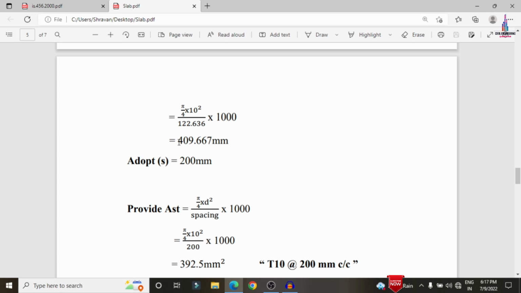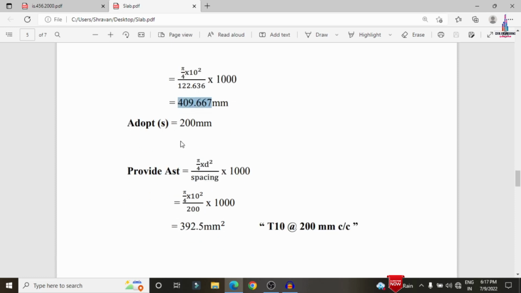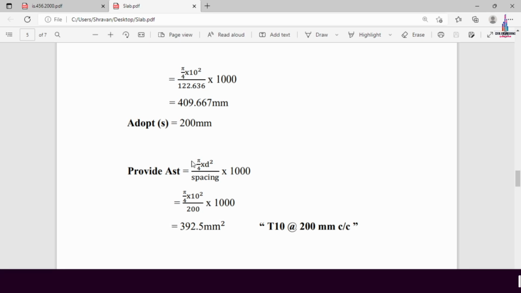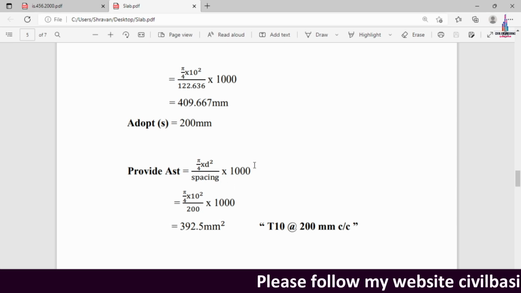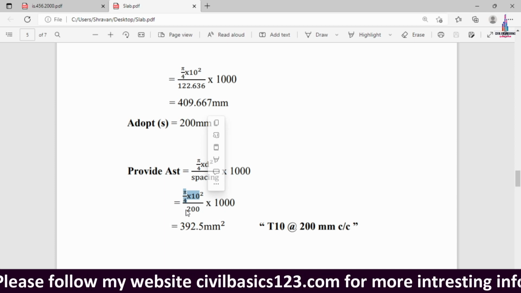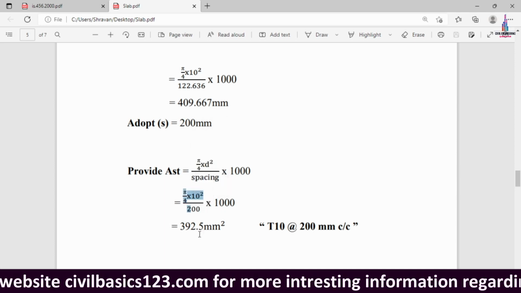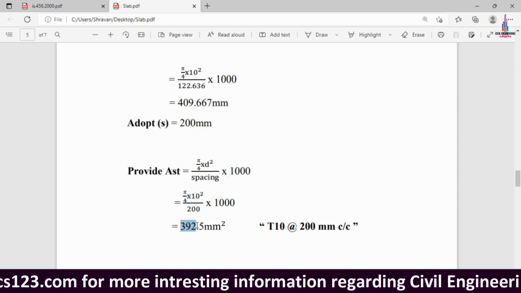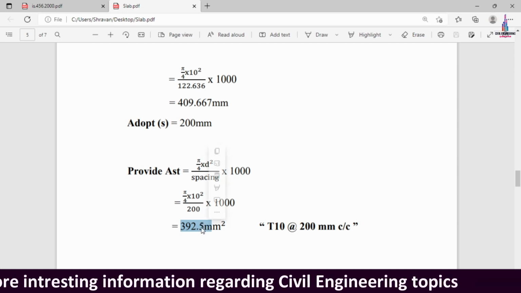Why? Because we are not considering any higher amount of spacing for the slab, as per the standards provided in IS 456 2000. Again, Ast provided will be based on this spacing. If you want to calculate the Ast provided, we have to do the reverse calculation: pi by 4 into d square divided by spacing, multiplied by 1000. We know the spacing value as well as the diameter of the bar. If you substitute the values, we get approximately 392.5 mm square.